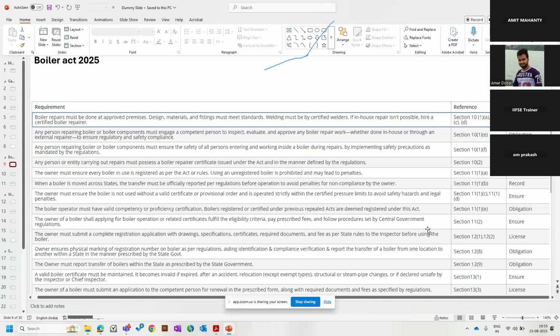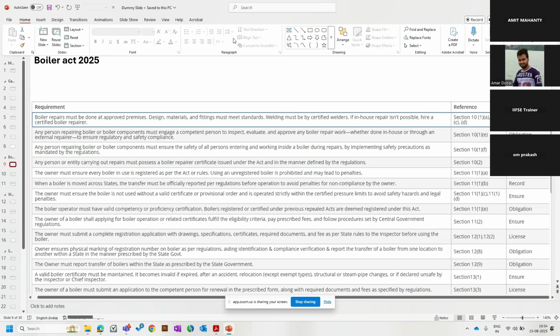So when I say ensure, this is the requirement. Even obligation, it must be followed. And record is nothing but you have to maintain certain documentation. License is also one of the mandatory requirements. So all these types of requirements we have to follow.